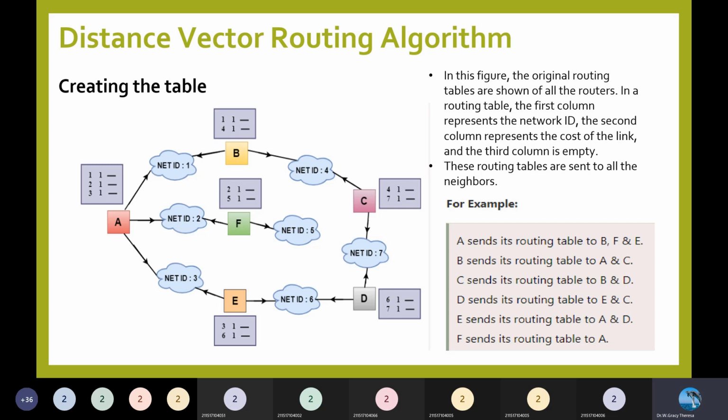How A is updating that information into its own routing table. Since A knows only the 3 network IDs, but A does not know what network ID 4 is doing, and B knows what network ID 4 is doing, and that is shared with A, and A will update that information about network ID 4. So that is what is called updating the table. That is what we are going to see now.